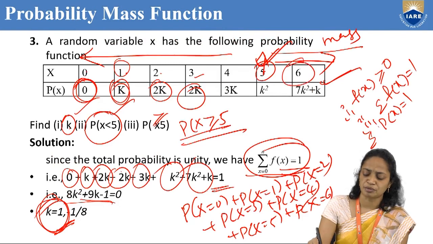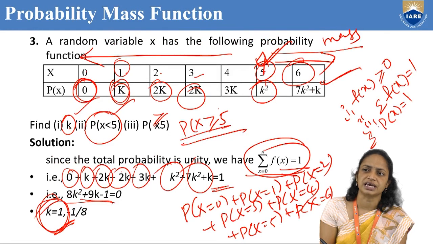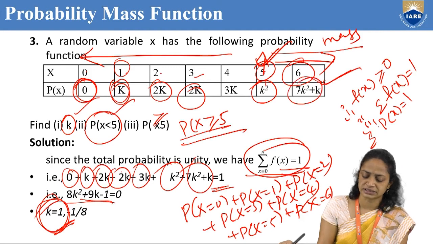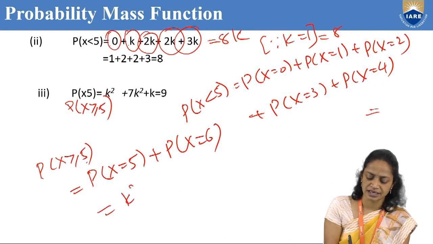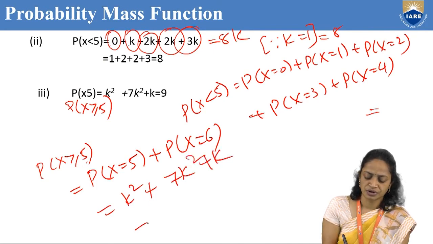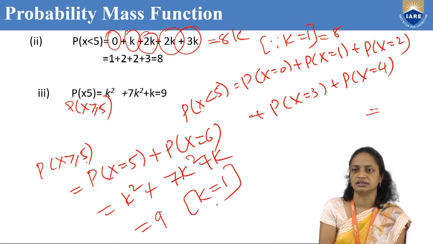But we know that probability of x equal to 5 is k square and probability of x equal to 6 is 7k square plus k. So if you simplify this one, you will get the answer 9. So why are we getting the answer 9? Because k value here is 1.